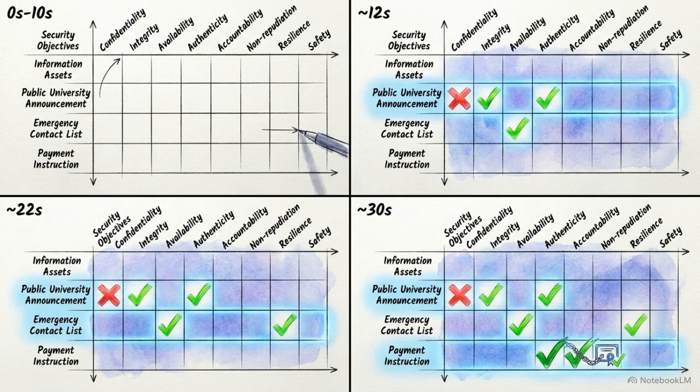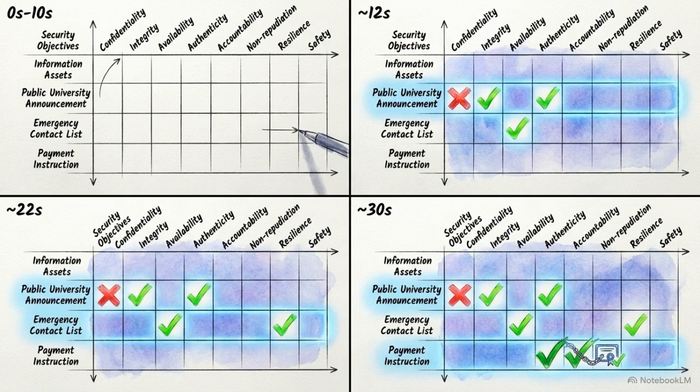This matrix maps information assets against their required security objectives. We do not blanket every system with every control. We map them dynamically based on context, value, and impact. A public university announcement requires strict authenticity and integrity so students know it is real and accurate. It requires zero confidentiality because it is meant to be read by everyone.